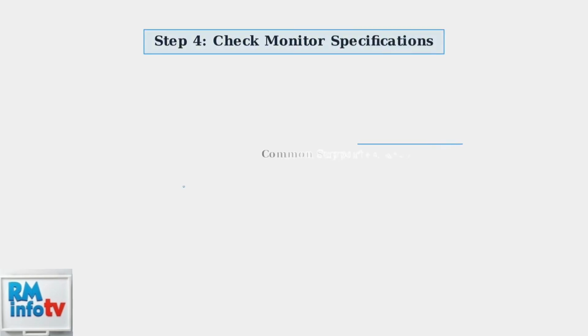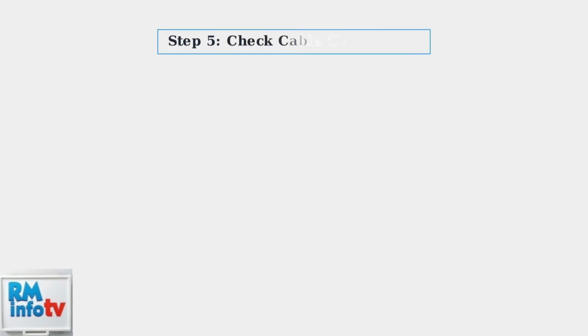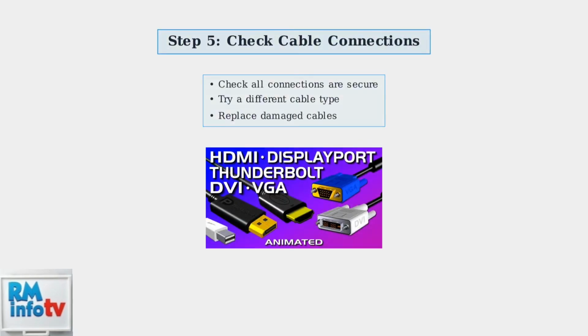Check your LG monitor's manual or specifications to find the supported resolutions and refresh rates. Make sure your computer's display settings are within these supported ranges. Check your cable connections. Ensure all cables are securely connected and in good condition. Try using a different cable type, HDMI, DisplayPort, or VGA, to see if that resolves the issue.